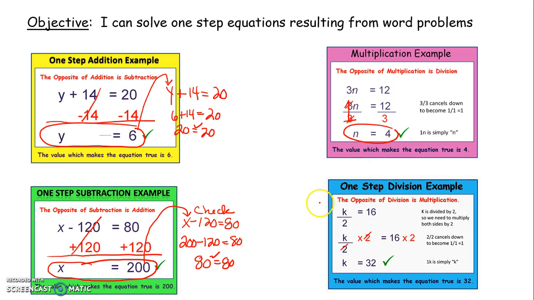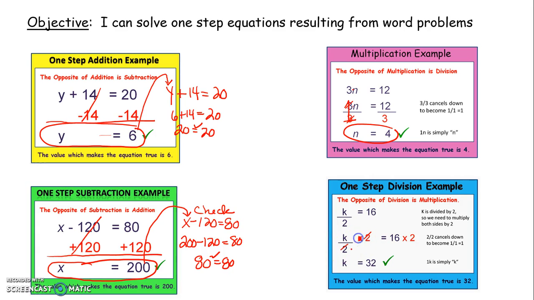Let's just quickly look at a division example. So if you were given this equation, k divided by 2 is 16, you have to know, how do we undo division? Oh, we undo division with multiplication, because what's the opposite of dividing? The opposite of dividing is multiplying. So to get rid of this 2 and have k all by itself, you say, what had k been divided by? Okay, had been divided by 2.